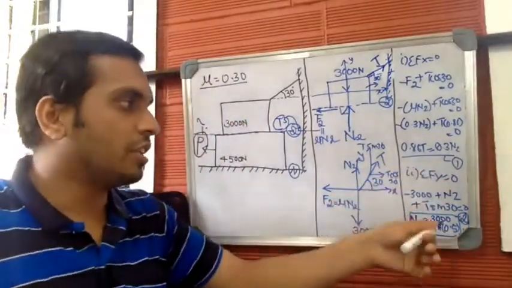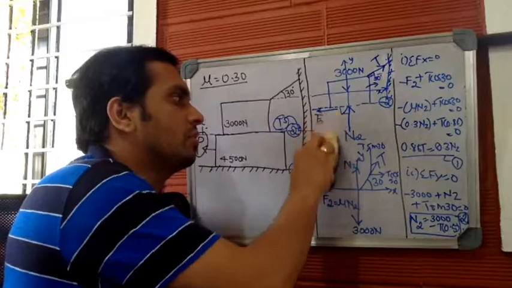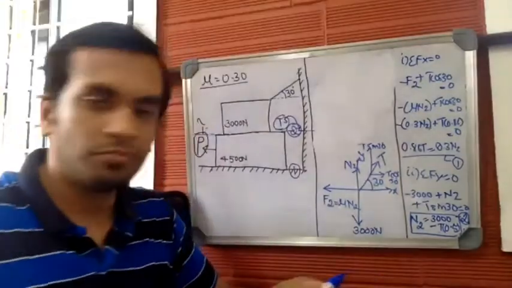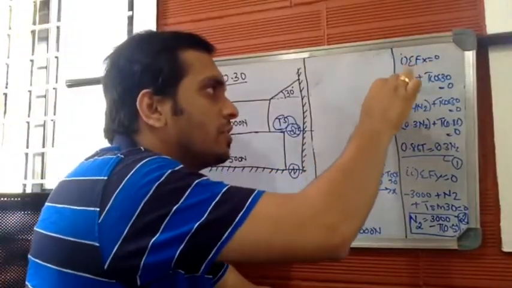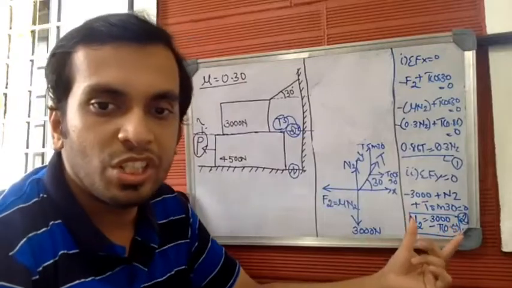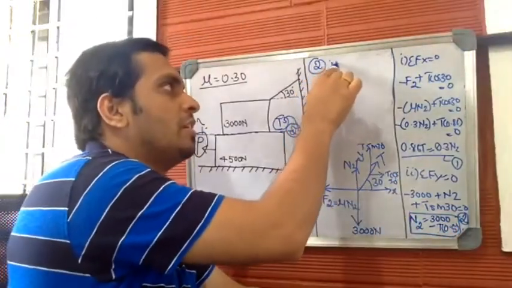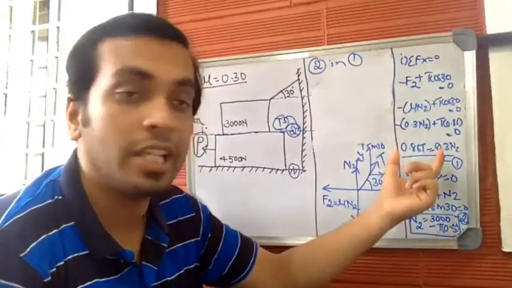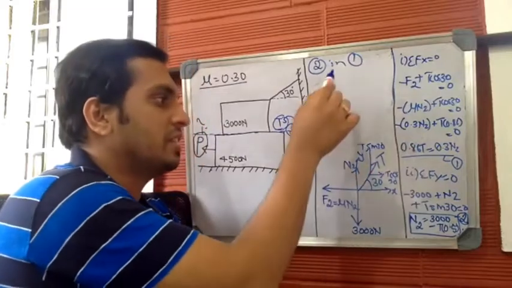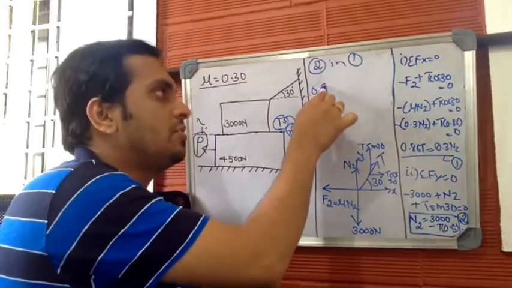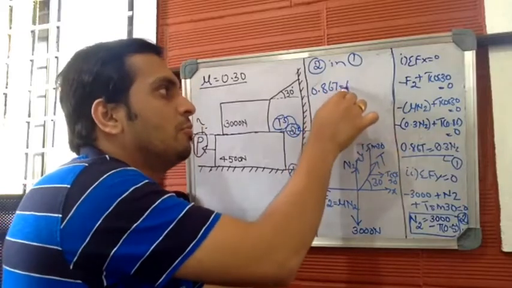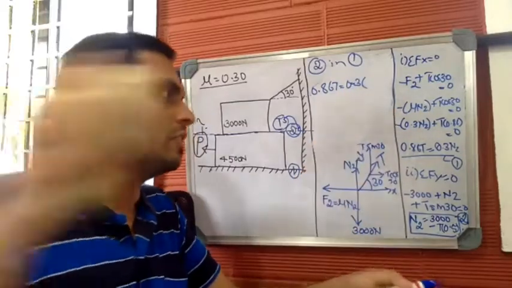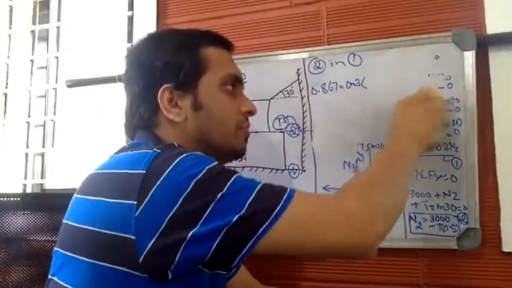Now we have two equations, equation 1 and equation 2. So what is to be done now when you have two equations? You can substitute equation 2 in equation 1. N2 is equal to 3000 minus T into 0.5, which can be substituted in equation 1. So equation 1 will be 0.86 T is equal to 0.3 into N2.